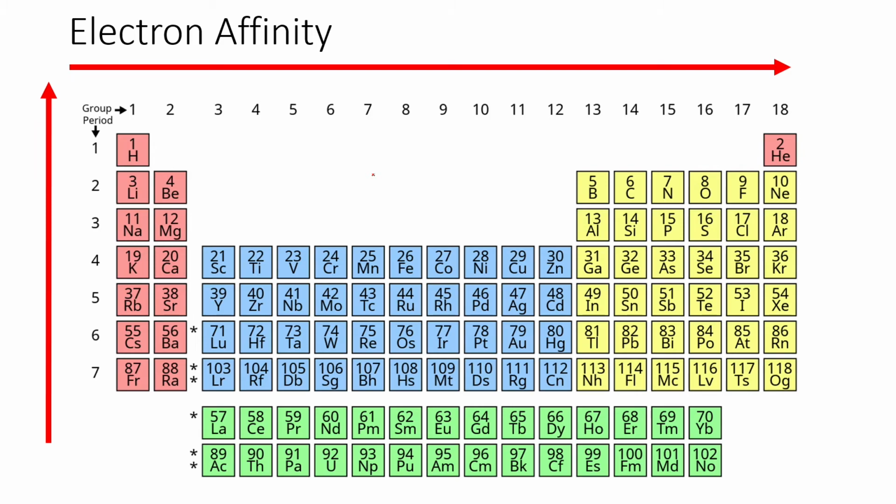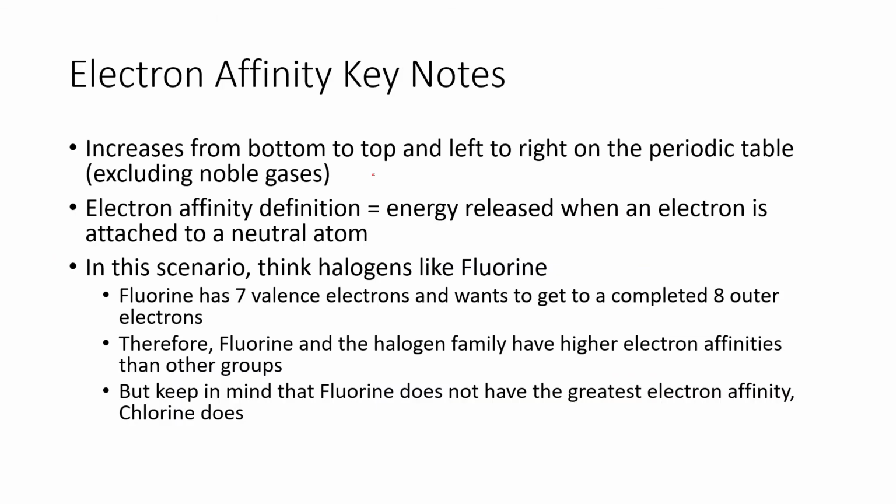Finally, there is electron affinity. This trend is the same as electronegativity, and we also exclude the noble gases, much like electronegativity, since they already have an octet. Electron affinity increases towards the top right of the periodic table, like ionization energy and electronegativity, once again. Electron affinity is defined as the energy released when an electron is attached to a neutral atom. I like to think of it as how much an element wants an electron. Therefore, the halogens have the highest electron affinities.